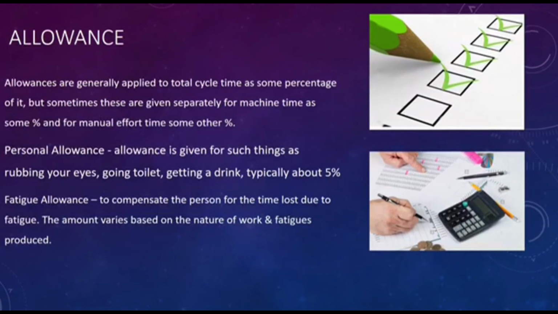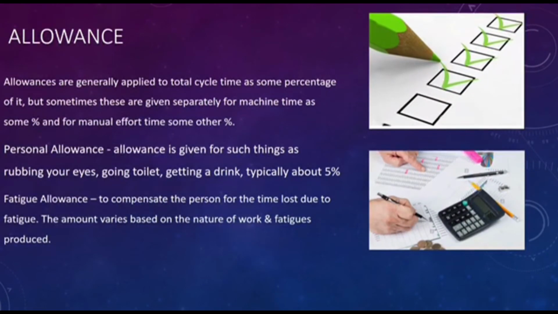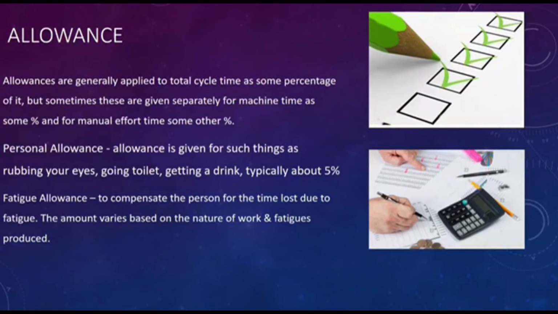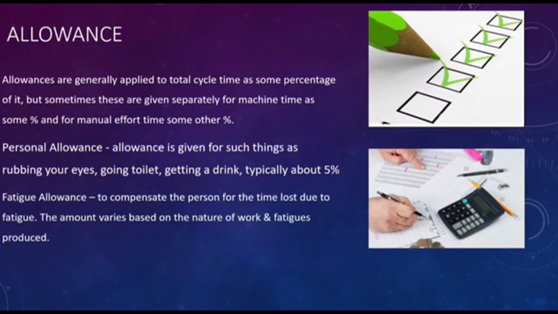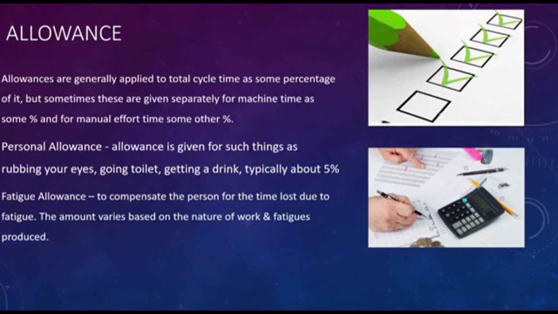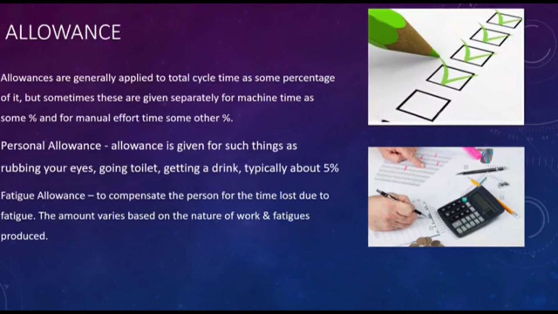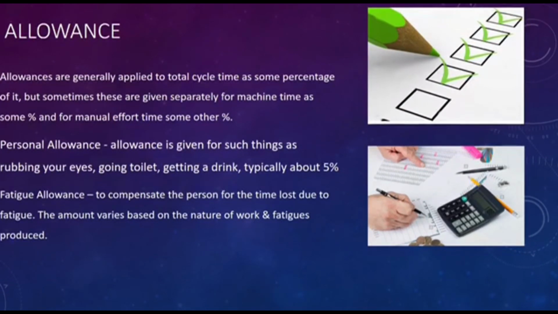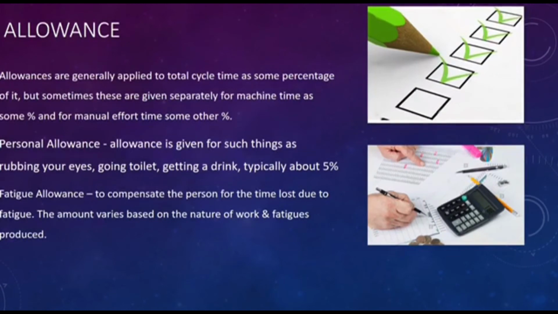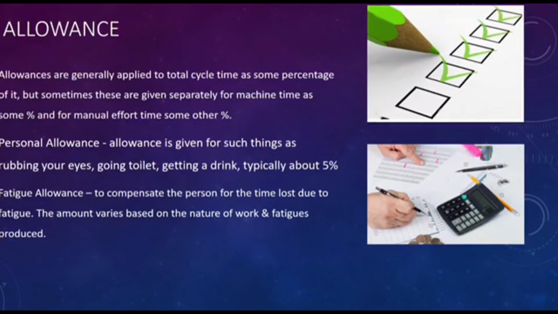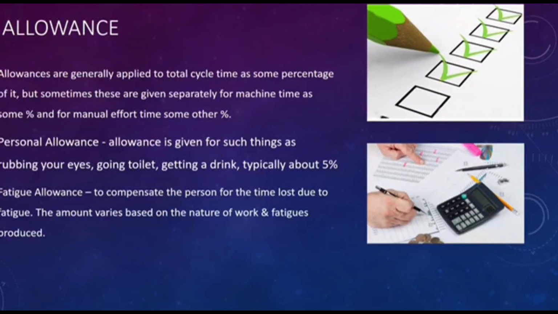Personal allowance is given for such things as rubbing your eyes, going to the toilet, getting a drink, and is typically about 5%. Fatigue allowance compensates the person for the time lost due to fatigue. The amount varies based on the nature of the work and how much fatigue is produced.